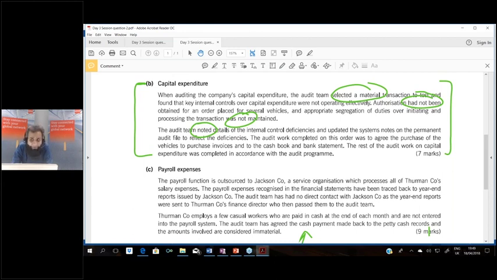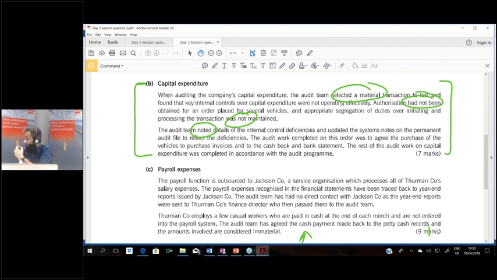And updated the system notes on the permanent file to reflect the deficiency. Do we update the system notes on the permanent file to reflect the deficiency? Is the deficiency permanent, or is the deficiency something which relates to the current year? Should I write the deficiency in my current file or in my permanent file? I cannot write the deficiency in my permanent file because the deficiency will be resolved. So where I noted the deficiency, I noted it in the permanent file.